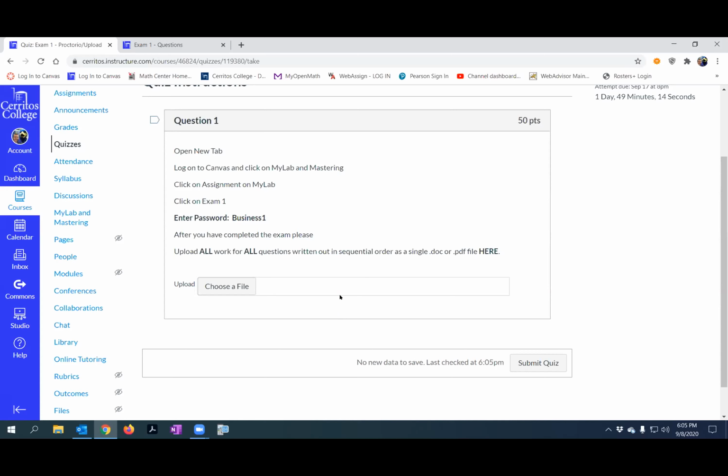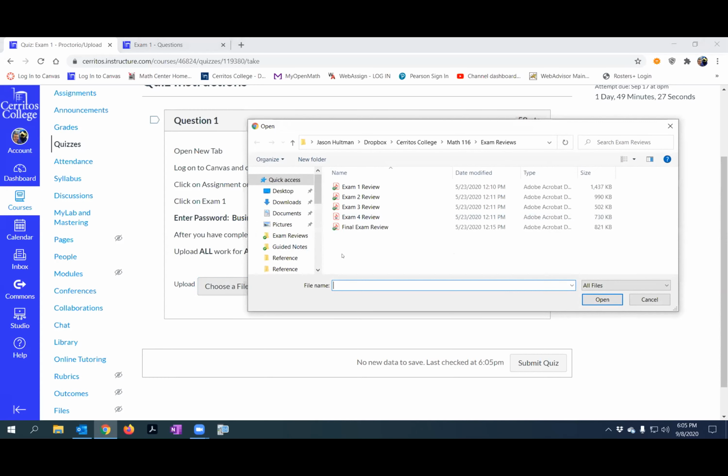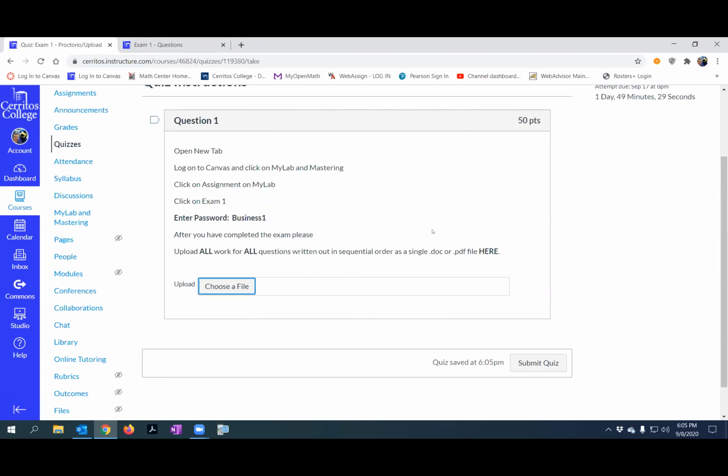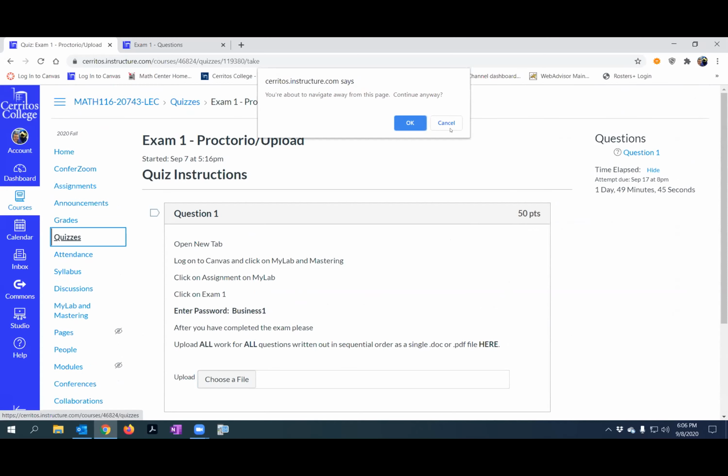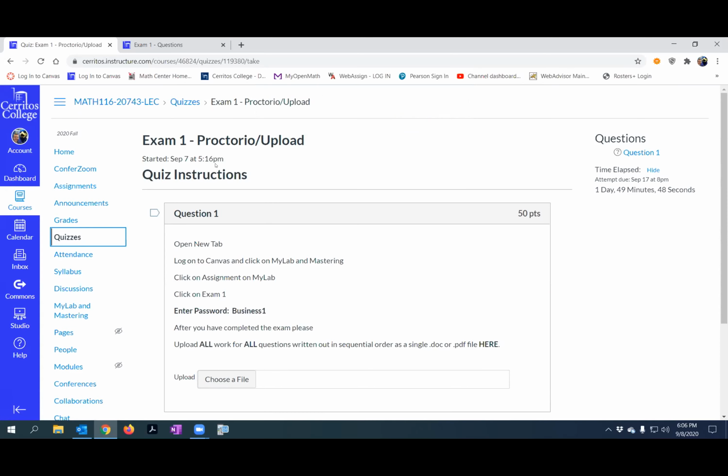So you're going to write out all your solutions for the questions as you work through it, and then you're going to upload your work to here. It'll say choose file, you'll choose the file, and then you'll upload that. Your work is worth 50 points and your answers are worth 50 points. The exam one Proctorio upload is in quizzes. The other one's in assignments.